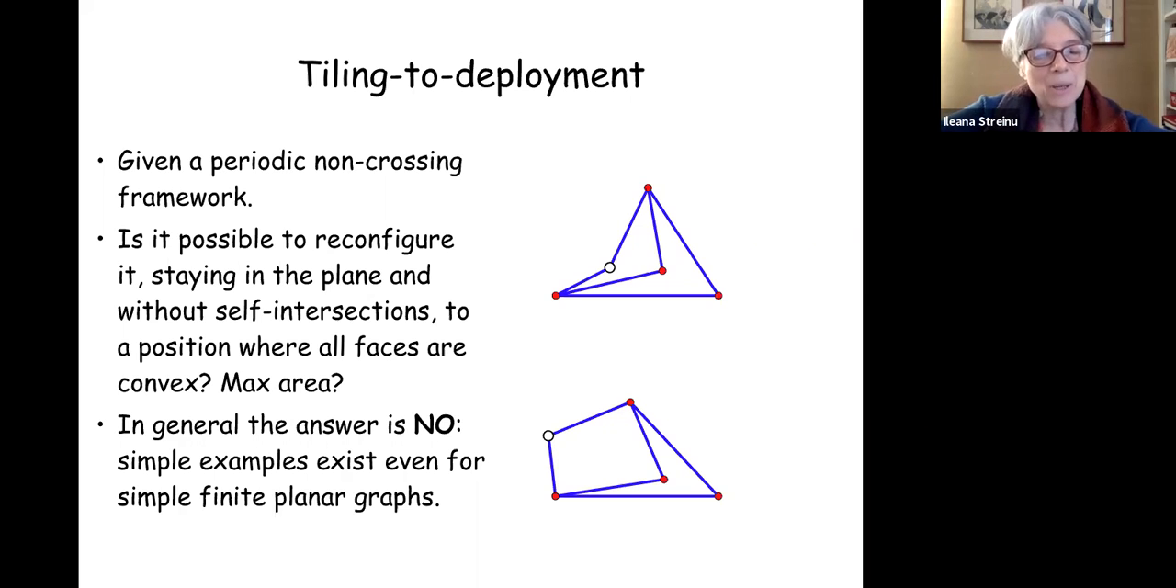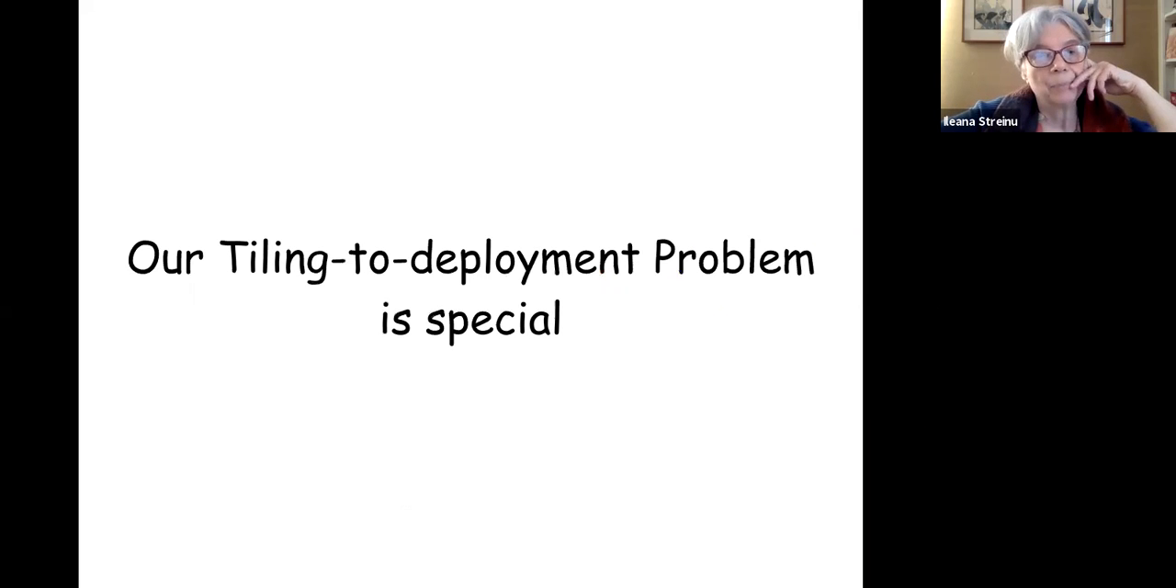Here's a very simple example. Even in the finite case, I can make this periodic, but it's clear that if it's not working in the finite case, it will not work in the periodic case. You can deform this. This has one degree of freedom. You can drag this, deform it, make one face convex, but this one, because of the chosen lengths of the bars, will always stay non-convex. So it is not possible to always deform to all faces convex.